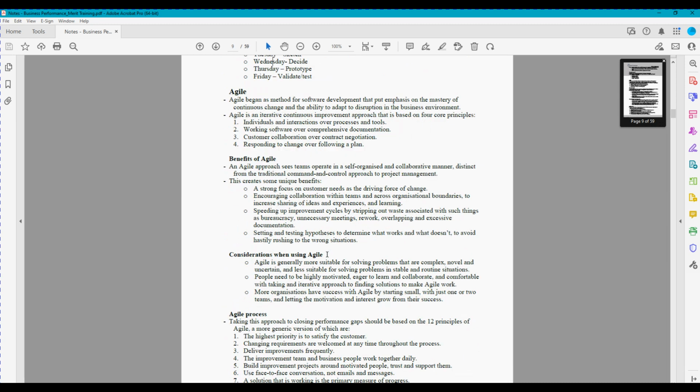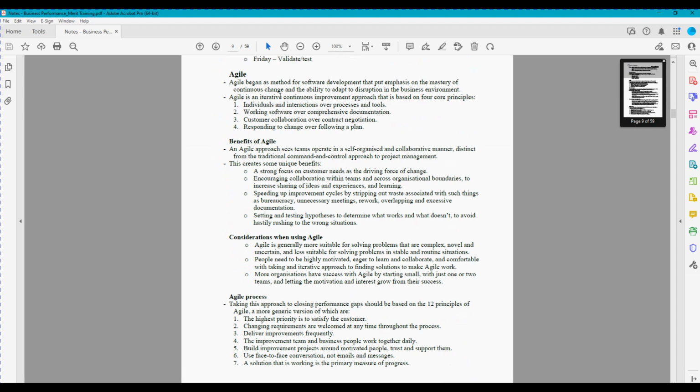Okay, so the next model we're going to talk about is the agile model. This was initially a method for software development that put emphasis on the mastery of continuous change and the ability to adapt to disruption. So it's an iterative process, a continuous process, which is all about being adaptive to change.